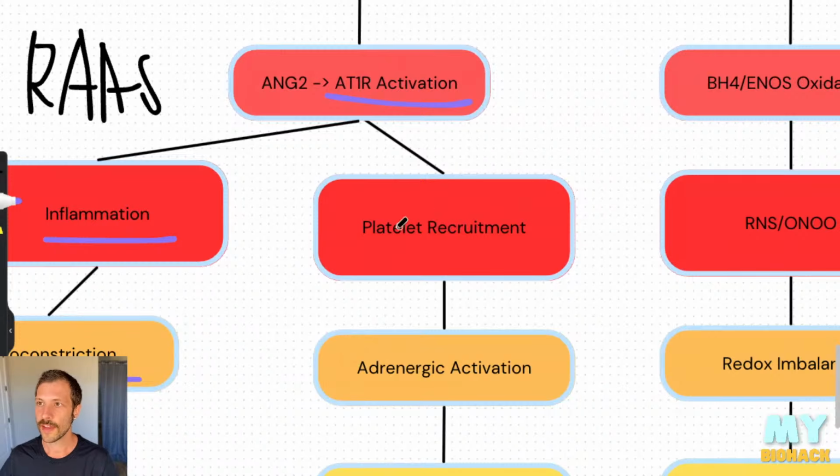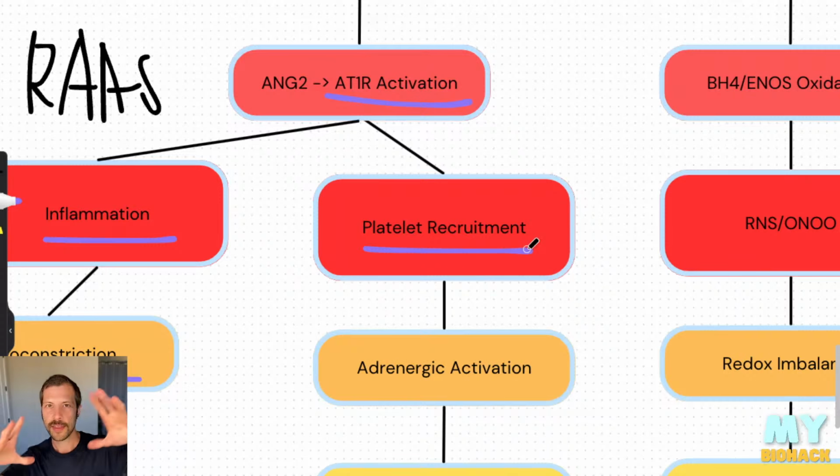Angiotensin 1 receptor activation also causes platelet recruitment. So platelets are essentially these cells. They don't duplicate themselves. They come from bone marrow, essentially. They don't have a nucleus or anything like that. What they're able to do is they're like the conductor of an orchestra of wound healing. You know, they'll patch up leaky skin. Like if you cut your hand, platelets are there to save the day, you know?